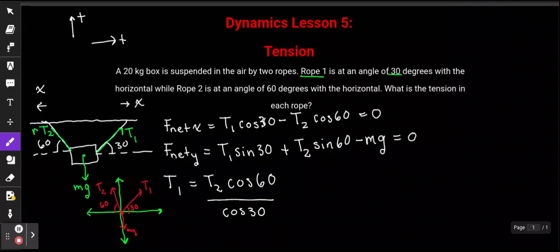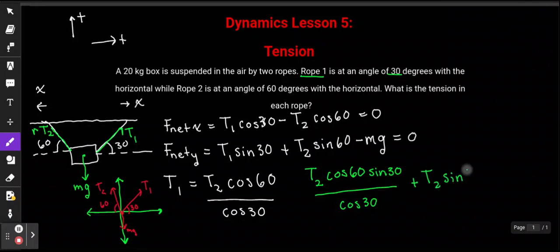Okay, so now that we have tension 1 in terms of tension 2, I'm going to plug this new equation into our F net Y equation to solve for tension 2. So replacing tension 1, we have tension 2 cosine 60 times sine of 30 divided by cosine of 30 plus tension 2 sine of 60, and I'm going to move over this mg, is equal to mg.